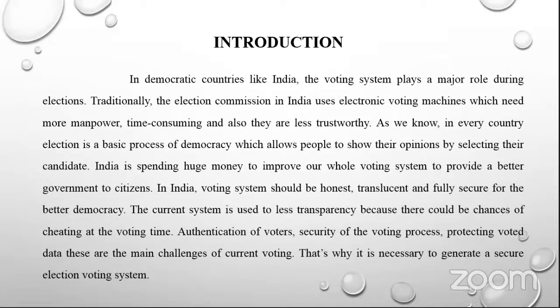Coming to the introduction, the election commission in India uses EVMs, electronic voting machines, which need more manpower and are less trustworthy. There could be chances of cheating during the election process. In this system, authentication of voters, security of the voting process, and protecting the voters became major challenges. So in this system, we have three levels of security verification. We need to clear the first two. After that, a person is allowed to go for the third level of security verification.